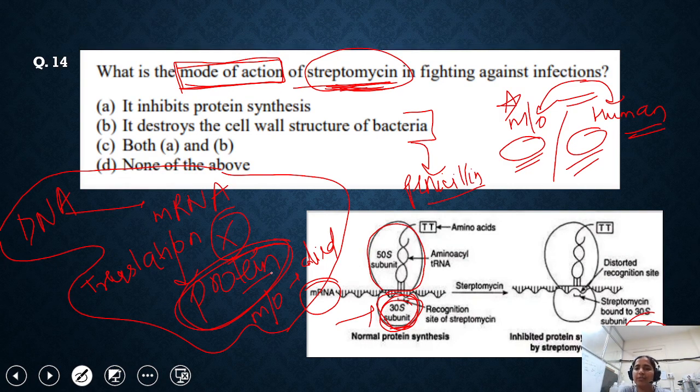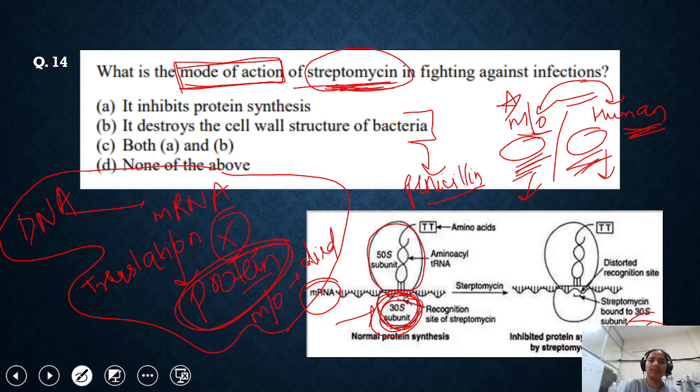Then how will it differentiate? This antibiotic should only attack the microorganism, not the human cell, because this 30S subunit of the microorganism or bacteria is different from our small subunit. So that's why it will differentiate, it won't attack the human cell.